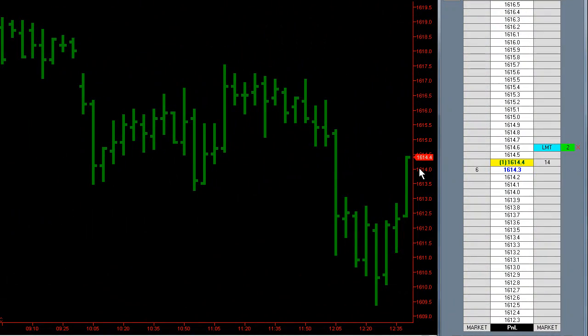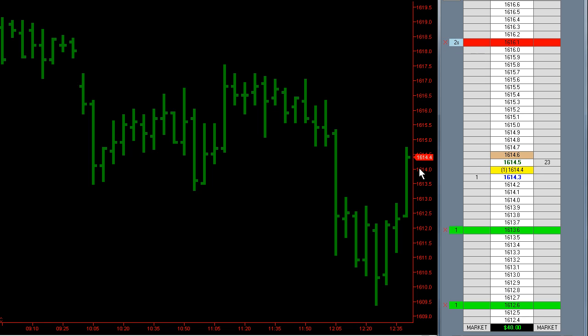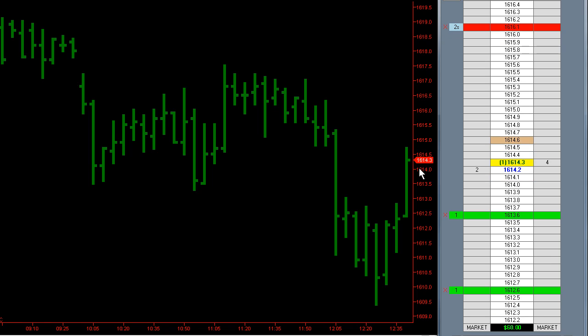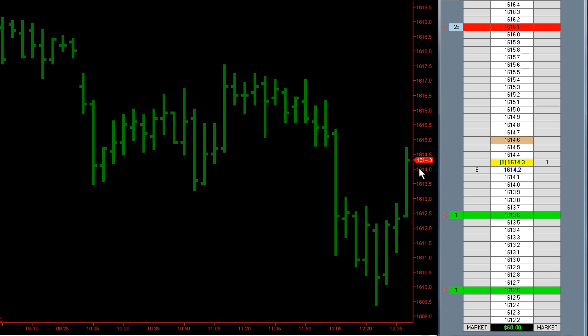Now we're looking at a setup in gold. This is a little later in the day. You can see it's about 12:40, and we've got another resistance level set up in gold at 1614.60, and so far we've taken 1 tick of heat on this. 1 tick, and we're already about 4 ticks profitable on the thing.